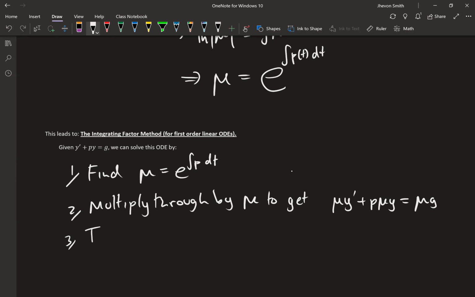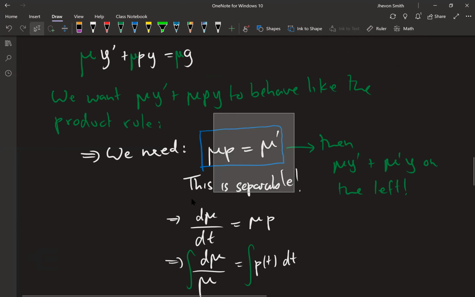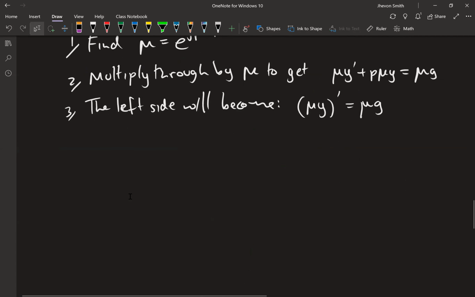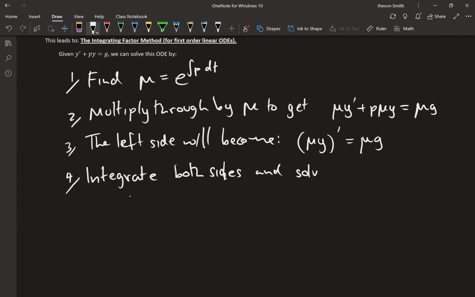3, the left side is the product rule. The left side will become mu times y all prime. We literally solved for that to happen. We forced this to happen. And so what can happen now is 4, integrate both sides. And solve for y.